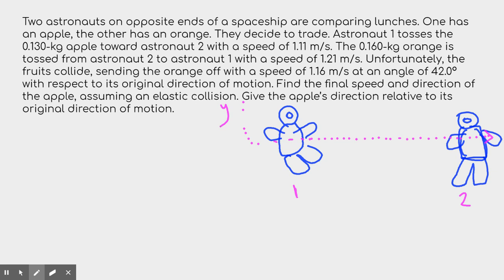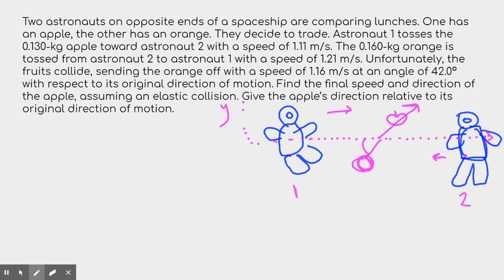So this first one is tossing the apple, and it's going to travel in this direction. And this astronaut 2 is tossing an orange in this direction. The 2 fruits end up hitting each other in the middle, and then they move in different directions. So this is an elastic collision. They have collided, but they are no longer touching. So they have moved away from each other. When they moved, one of them is moving off over here. That's the apple. And the orange is moving off in this direction. Okay, so there's our orange.